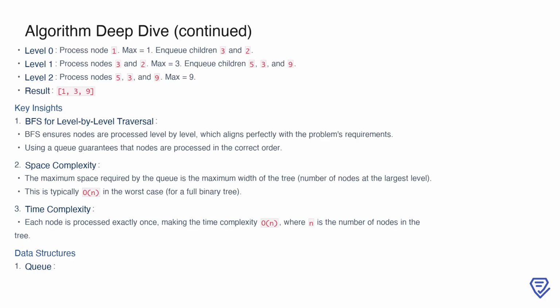The algorithm's efficiency stems from its systematic traversal of the tree and its ability to handle nodes in the correct order. By leveraging a queue, we ensure that all nodes are visited, and their children are added for subsequent processing. The time complexity is linear, O(n), since we visit each node exactly once, and the space complexity depends on the maximum width of the tree, which is typically O(n) in the worst case.